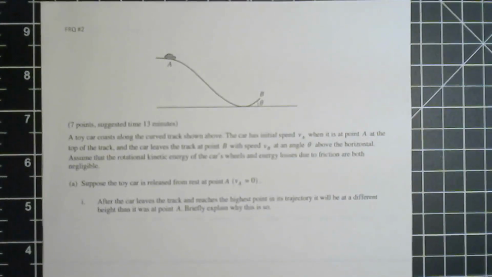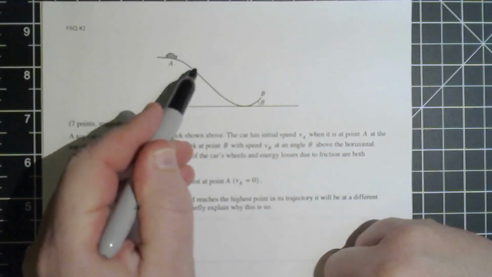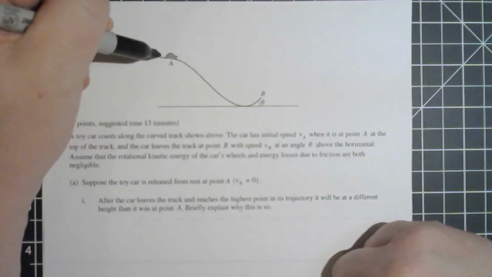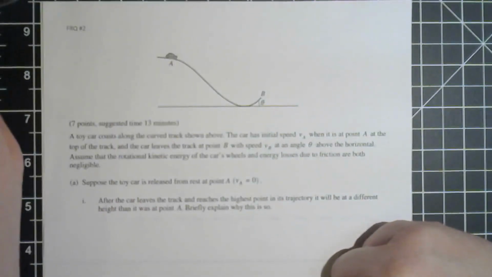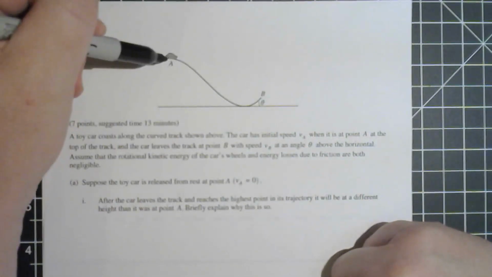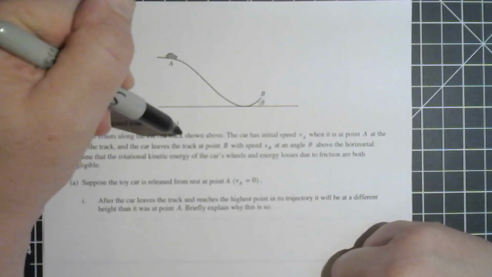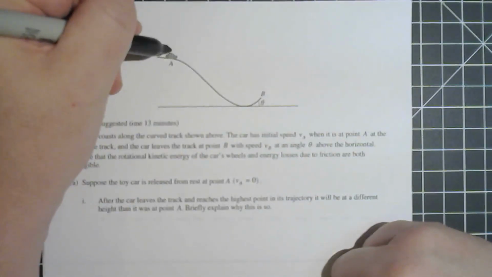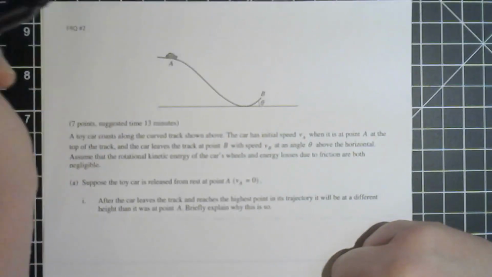Alright, so this question discusses a toy car rolling down this ramp and then launching off this ramp. It starts at point A and it launches at point B. It says in the problem, the toy car coasts along the curved track shown above. The car has an initial speed when it's at point A, so it's not being dropped from rest. It's already moving.